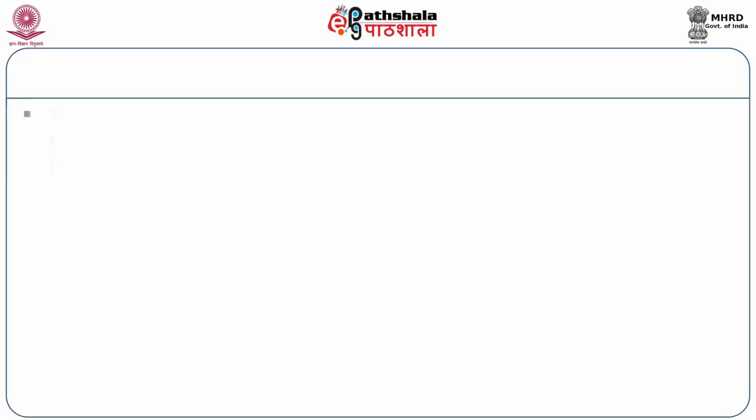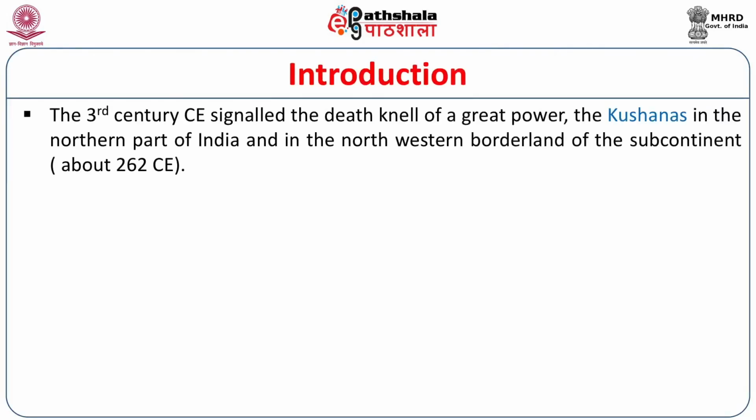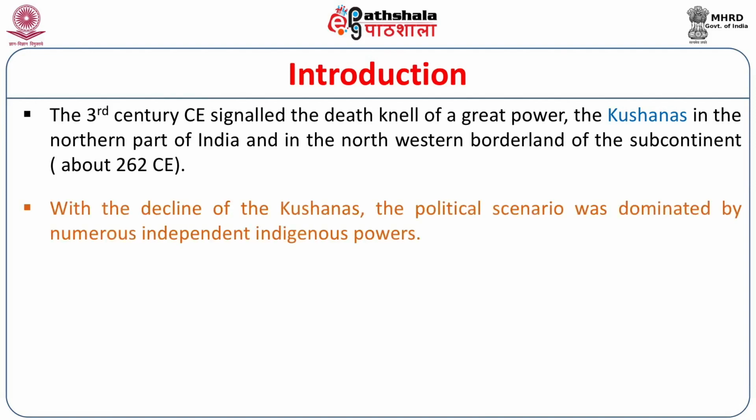as well as non-monarchical. The 3rd century CE signaled the death knell of a great power, the Kushanas, in the northern part of India and in the northwestern borderland of the subcontinent. We have the Naqsh-i-Rustam inscription of Shapur II, from where we get this information. Now, with the decline of the Kushanas, the political scenario was dominated by numerous independent indigenous powers.